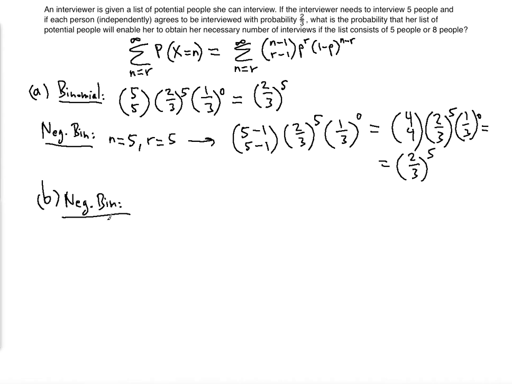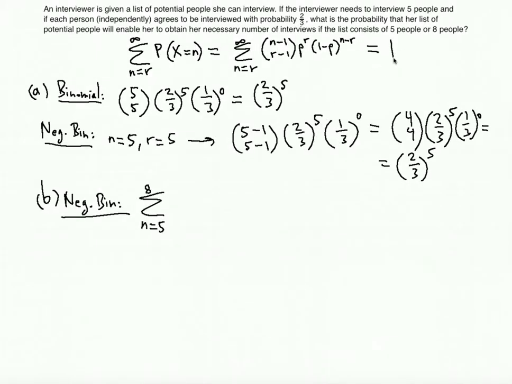So now the summation is handy, because we're starting from 5 people, because 5 people is what she needs to accumulate, right? We're going to start from 5, and we're going to go up to 8. Why? Because what if it takes her more than 5 trials to have 5 successes, right? Because there are 8 people available. What if it takes her 6 trials, 7 trials, or 8 trials to get 5 people?